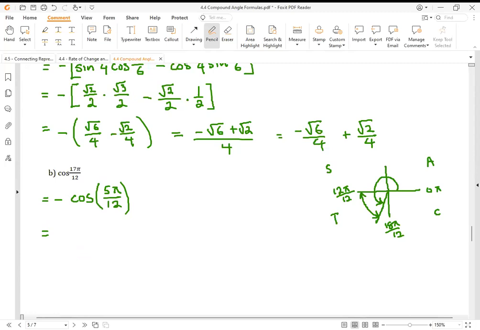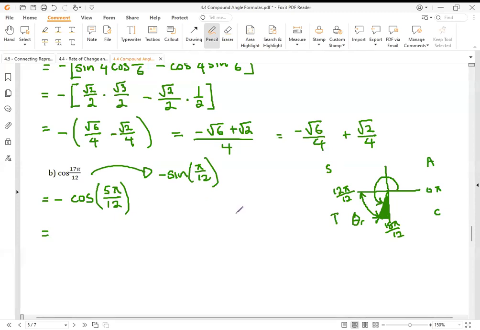Yes? How did you get that 5 pi over 12? Ah, you are talking about this angle, correct? That would be the related angle for the cofunction. What does that mean? If you wanted to use this angle pi over 12, that means cosine would be converted to its cofunction. That's the word. Yeah.